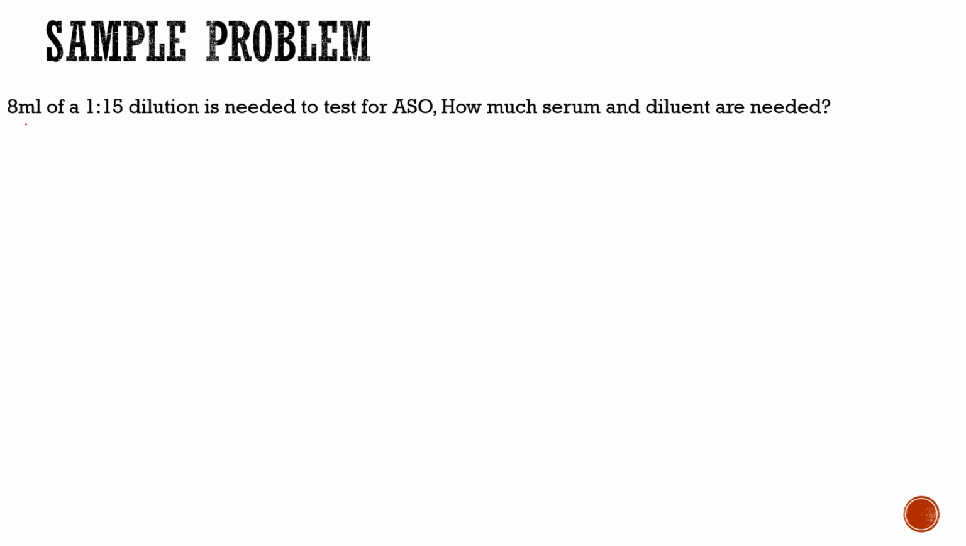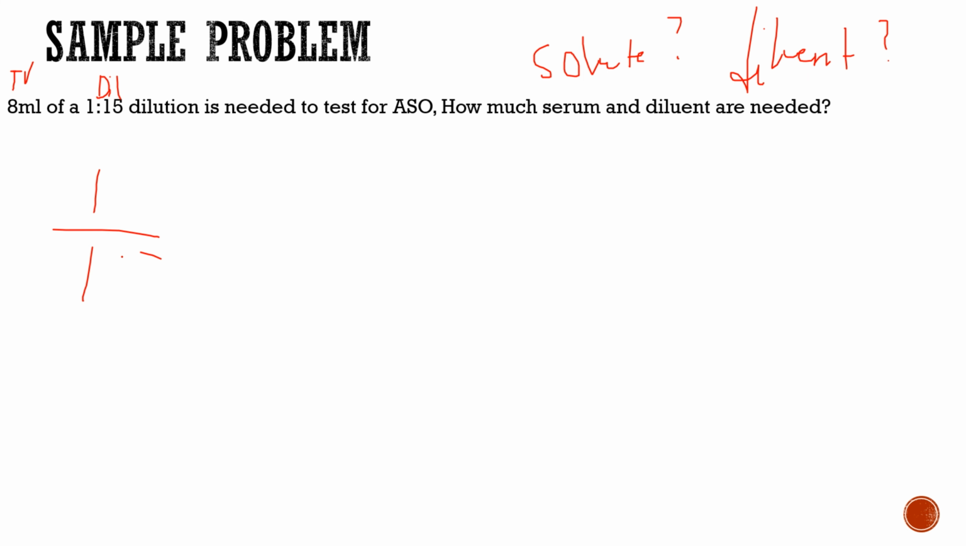So in this case, class, you've already identified your given. So ang total volume nyo is 8 ml. Ang dilution nyo is 1:15. Unknown ang solute, unknown ang diluent nyo. So let's try to solve this. So let's apply the formula. So we have 1 is to 15 equals x. Di ba? Sabi ko si x would always be the one on top or would always be the denominator.